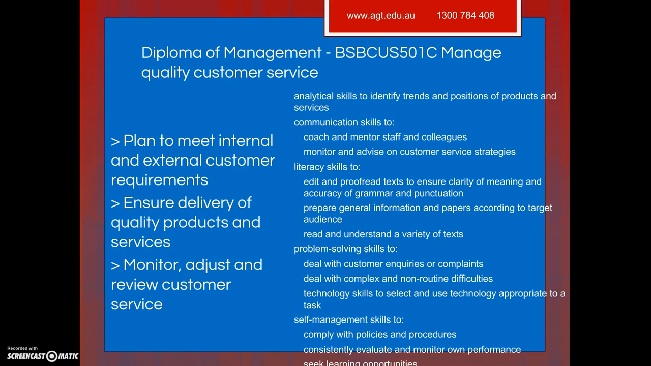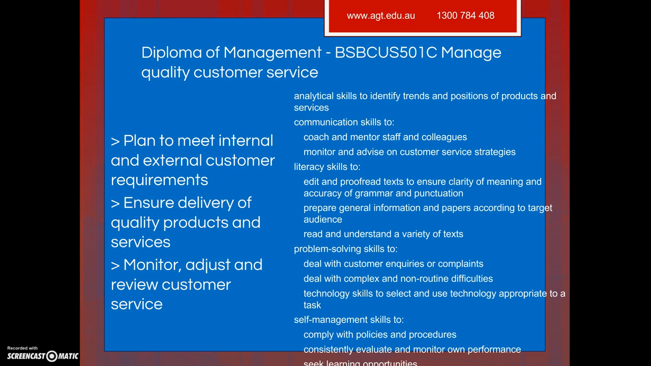You'll need analytical skills to identify trends and positions of products and services. Now this comes down to those foundation skills that we were talking about as well, which have got the language, literacy and numeracy as well as employability skills. So those analytical skills, they'll fall into your mathematical skills. Communication skills, to show that you can coach and mentor staff and colleagues, and to show that you can monitor and advise on customer service strategies.